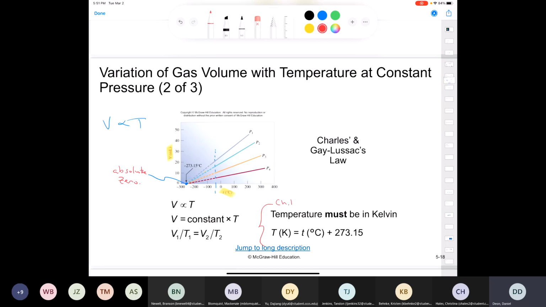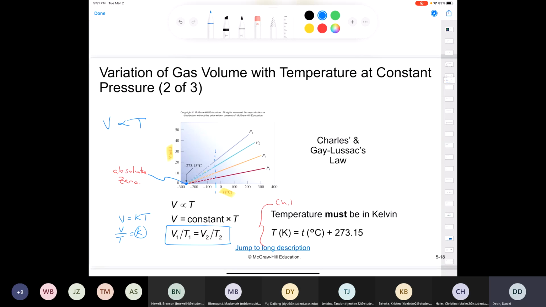We could also say that volume is equal to some kind of constant times the temperature. Or we could say that volume over temperature is equal to a constant. Now, if that constant remains constant at a constant pressure and constant number of moles, we can develop this relationship here: V1 over T1 is equal to V2 over T2.